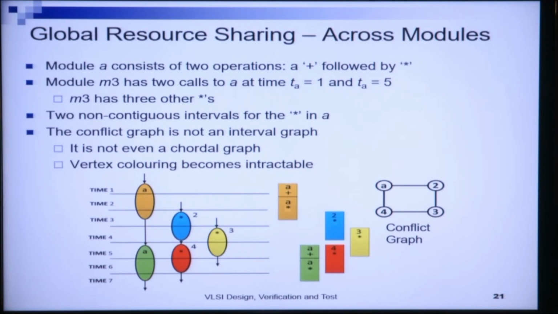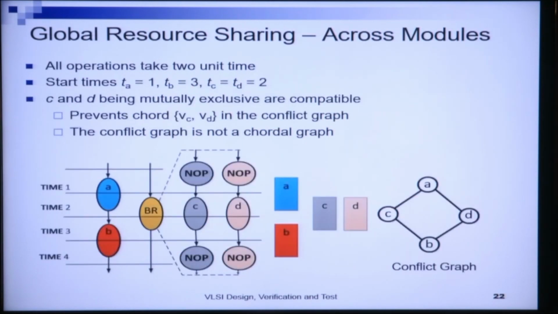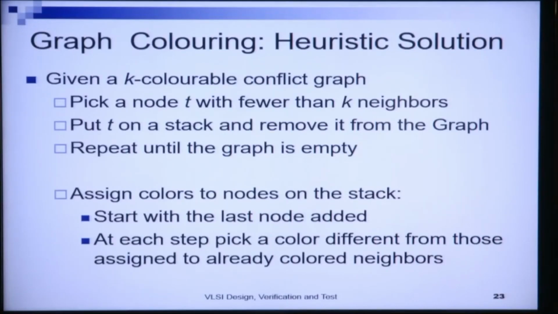interval graph anymore, and hence the register allocation problem will also become a general graph coloring problem, which is NP complete, and one of the methods by which we can color such a general graph is by the graph coloring method that we just studied. We come to the end of module 2 of lecture 7.